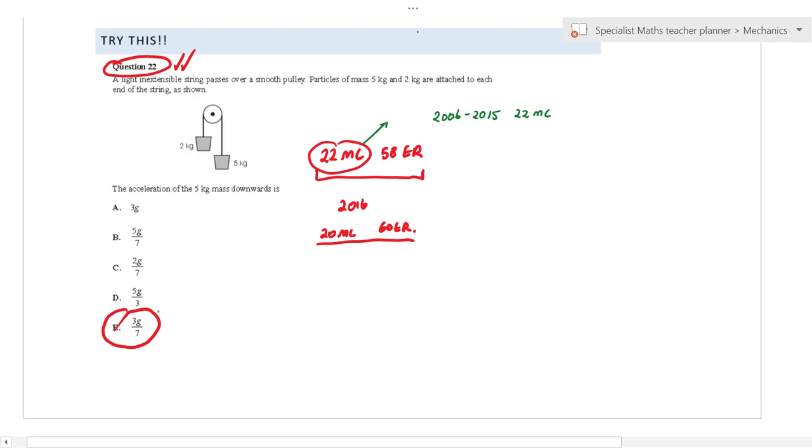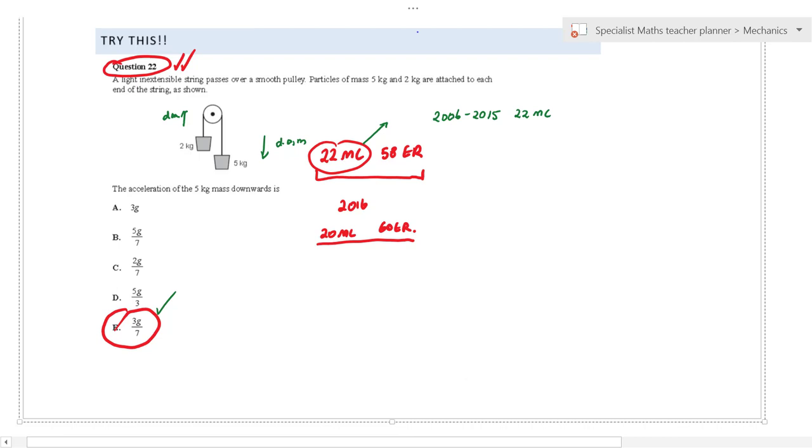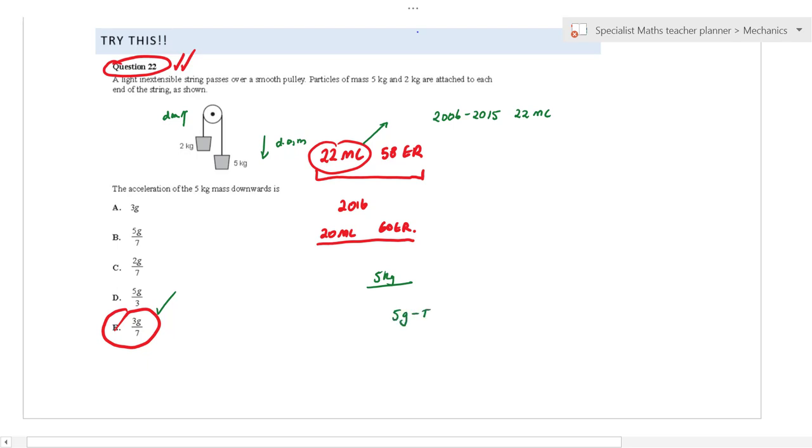Okay, now how did we get the answer, which is 3G? So what we're going to do is, first of all, we know that the direction of motion for this connected particle is this way, and that means this one goes this way. So let's do two equations, and you can do this in your head in the multiple choice, I promise you. So let's do the equation of motion for the 5 kilogram. You don't have to write anything down, but you know there would be 5g minus T is equal to ma, which is 5a.